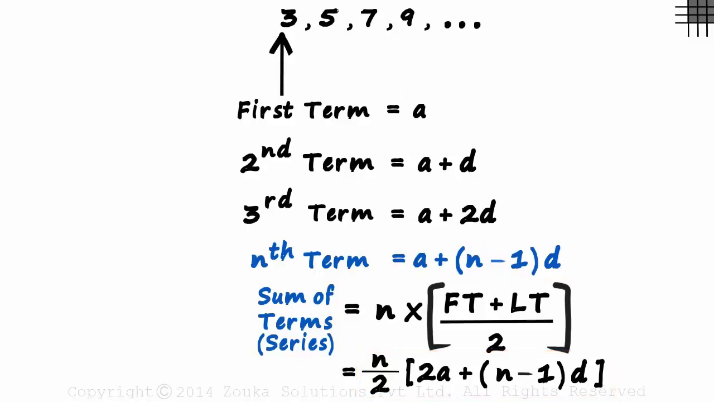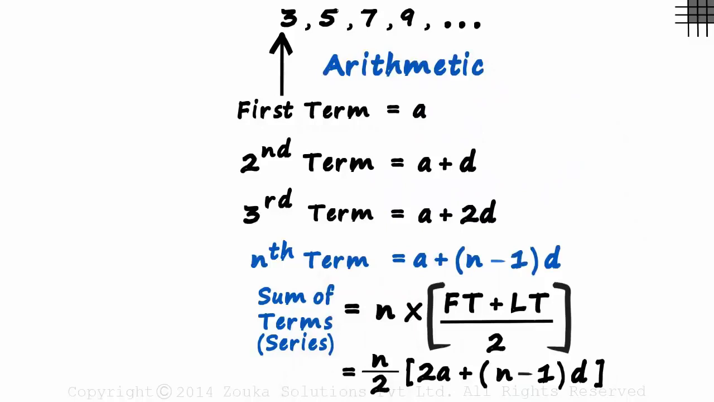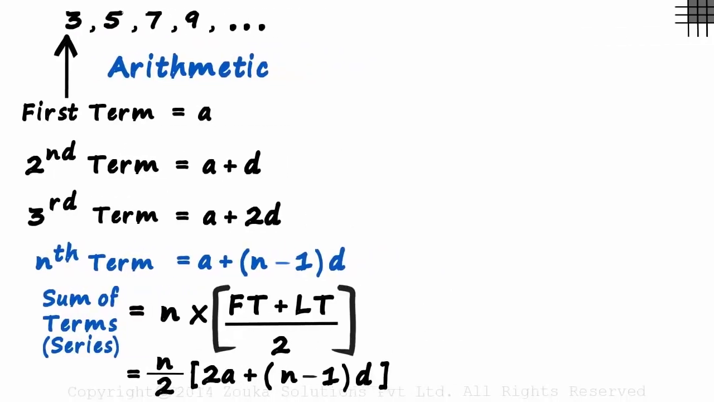But wait, this is only an arithmetic sequence. Yes, this is an arithmetic sequence as the difference between 2 consecutive terms is constant. But wait, what are the other types of sequences then? To look at more types, we go through the next sequence.